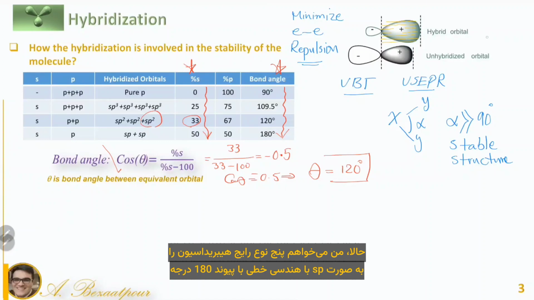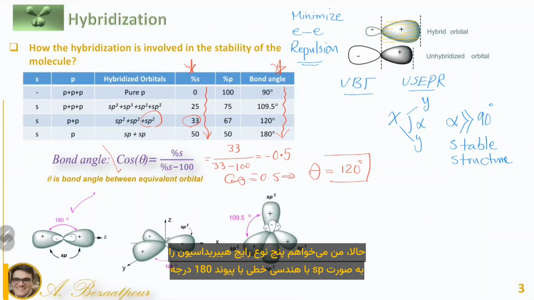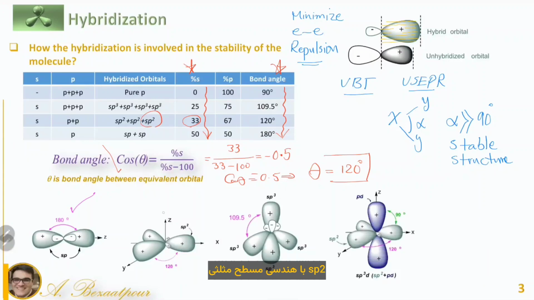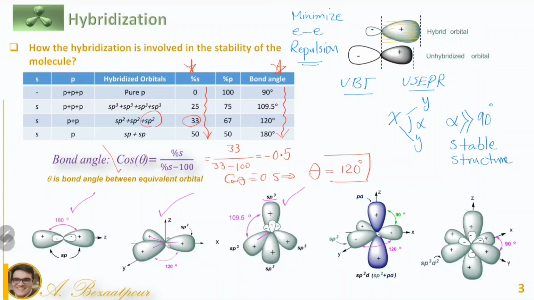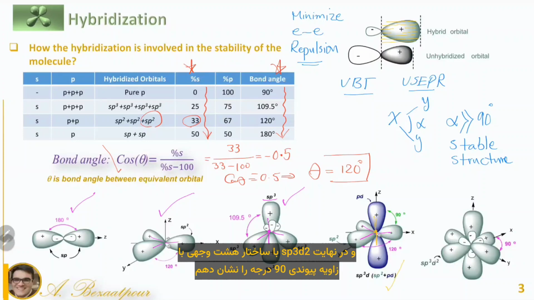Now I wanted to show the 5 common types of hybridization: sp with linear geometry and 180 degree bond angle, sp2 with trigonal planar geometry and 120 degree bond angle, sp3 with tetrahedral geometry and 109.5 degree bond angle, sp3d with trigonal bipyramidal geometry and 120 degree and 90 degree bond angles, and finally sp3d2 with octahedral geometry and 90 degree bond angle.